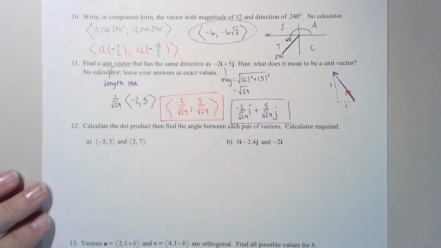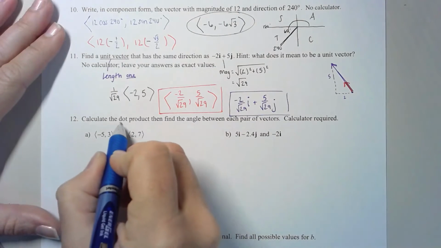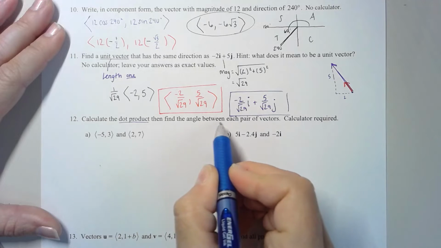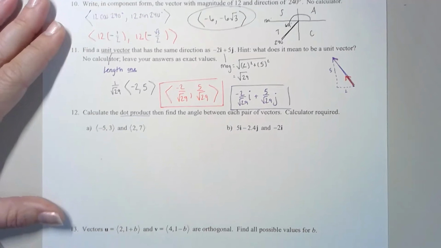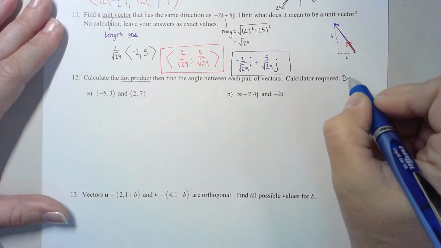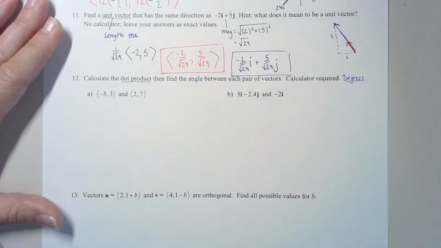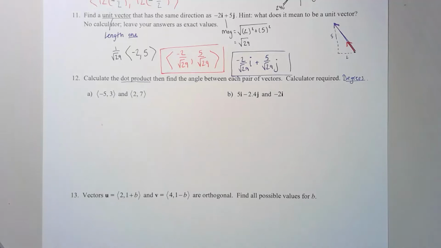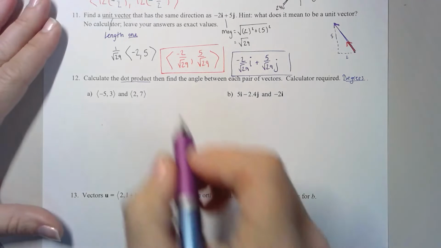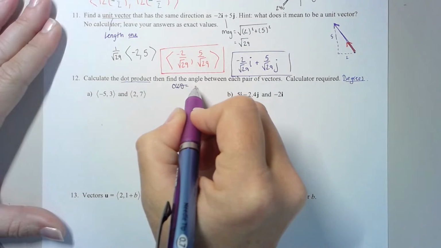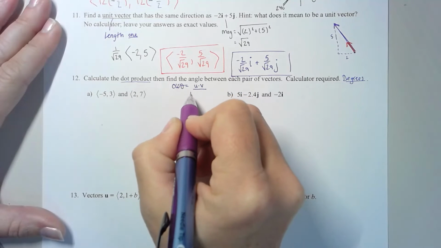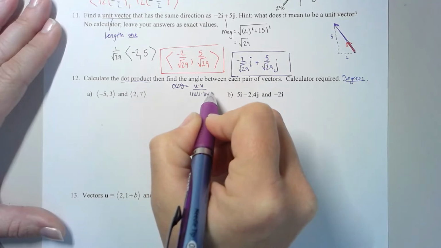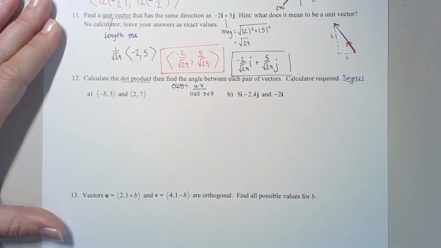All right, so number 12 is asking us to calculate the dot product of the vectors and then find the angle between each pair of vectors. And we'll need a calculator, and let's make sure that calculator is in degrees. And I already checked mine. All right, so it's asking us to do 2 things here, and the good news is the dot product is part of our formula to find the angle between 2 vectors. Remember, the cosine of the angle is equal to the dot product of 2 vectors divided by the product of their magnitudes. I need to refocus this, looking a little blurry.